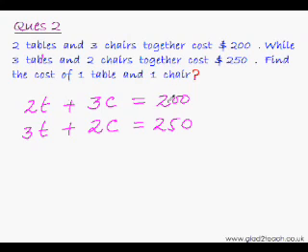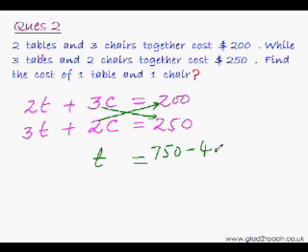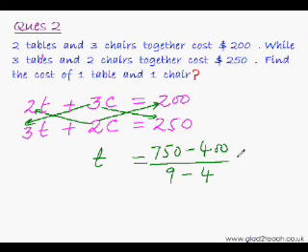So we have successfully created the two simultaneous equations. Now just solve them. Since here the coefficients are different, the fastest way to solve these simultaneous equations would be the double cross multiplication method. So T would be equal to 750 minus 400 divided by 9 minus 4. So 750 minus 400 is 350 and 9 minus 4 is 5.